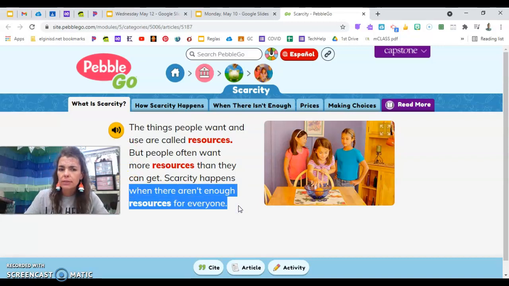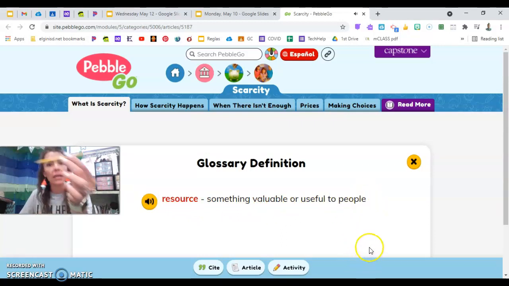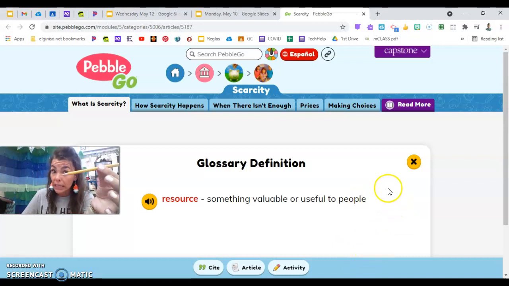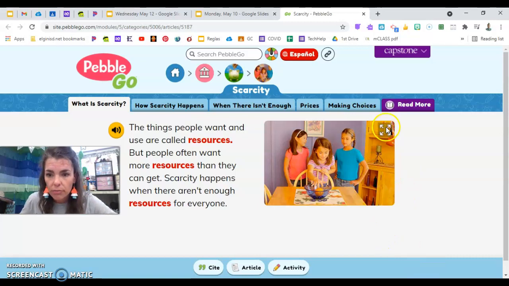What are resources? I'll click it so we can see. Resource. Something valuable or useful to people. Something useful, like a pencil is useful. We need it here at school. But what if I don't have enough pencils for everyone? That would be bad. We need this. It's a resource. Look at the picture.